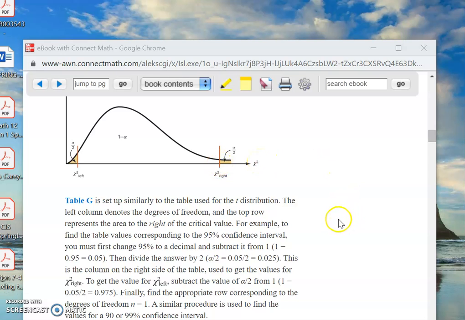Okay, now there's only one table. So we don't have a separate table to do the area to the left. It would make our lives a lot easier if we did, but that's just not the way they do it. What they do is they say, well, this table is strictly the area to the right. So I want this colored section here to be 5%. So if the colored section here is 5%, that means everything to the right, this is 5%, so this is 95%.